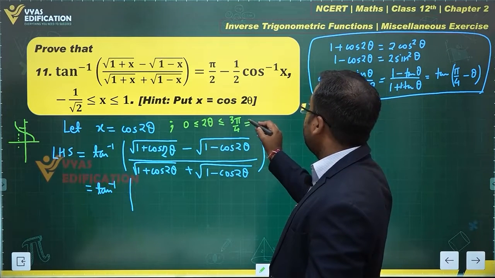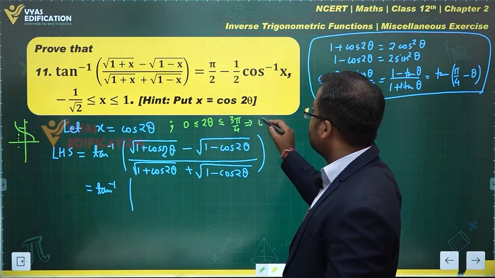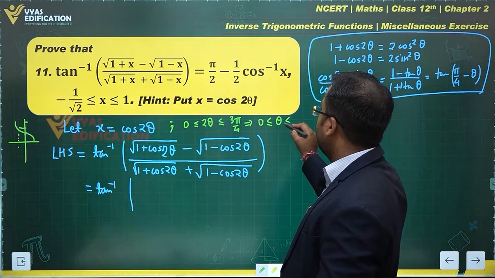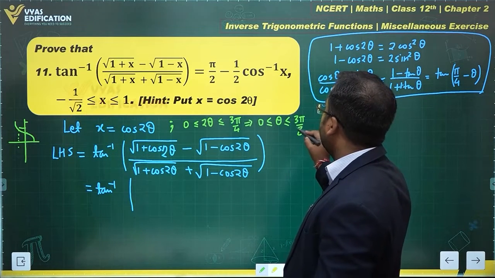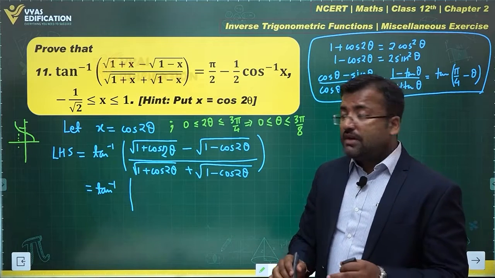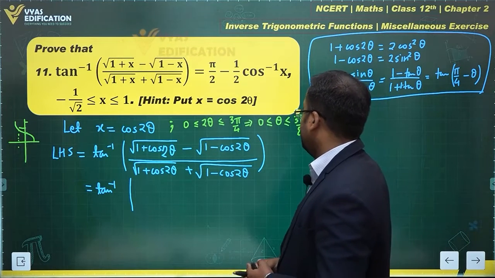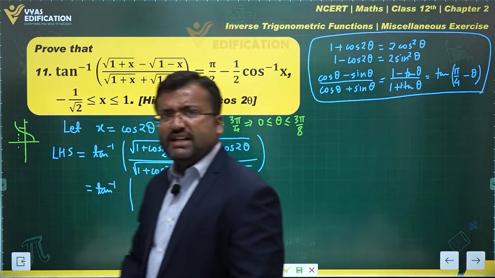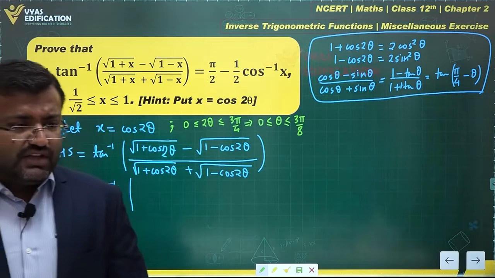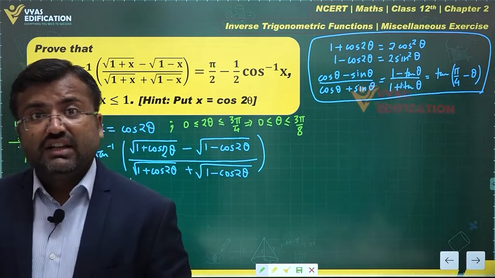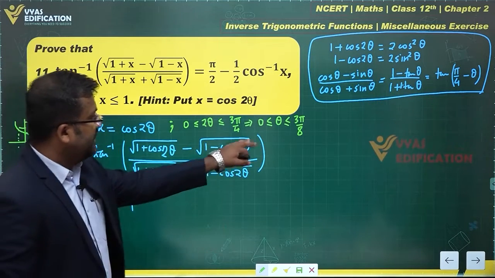Okay. From here I can guess the values of theta. This is the range of theta values. This is 3 pi by 8. So theta lies from 0 to 3 pi by 8. Okay. 0 to 3 pi by 8, and 3 pi by 8 is less than pi by 2. This is still in the first quadrant. We are still dealing with the first quadrant.